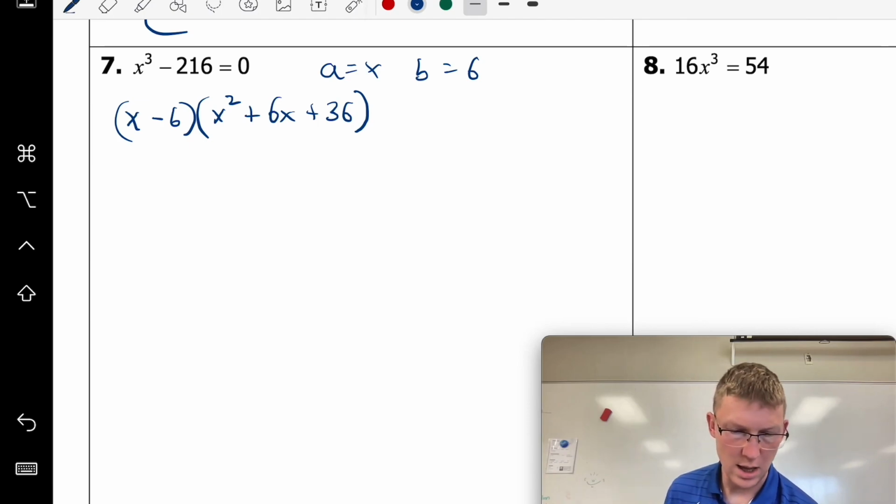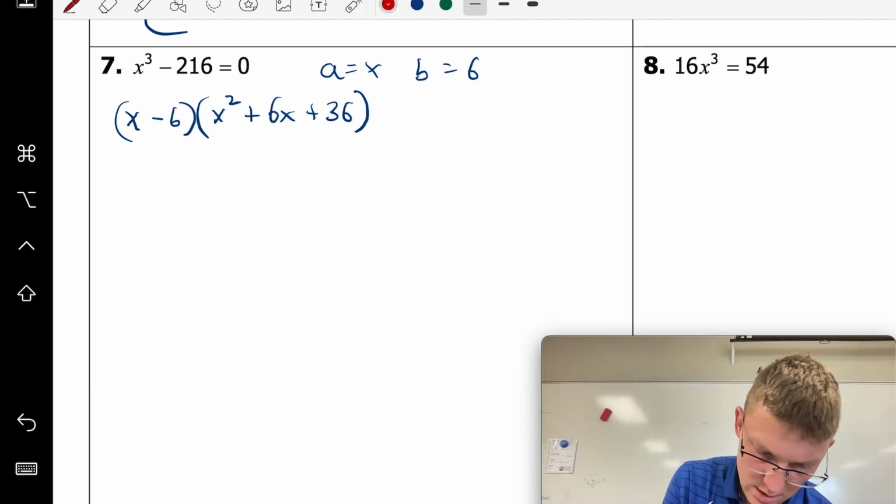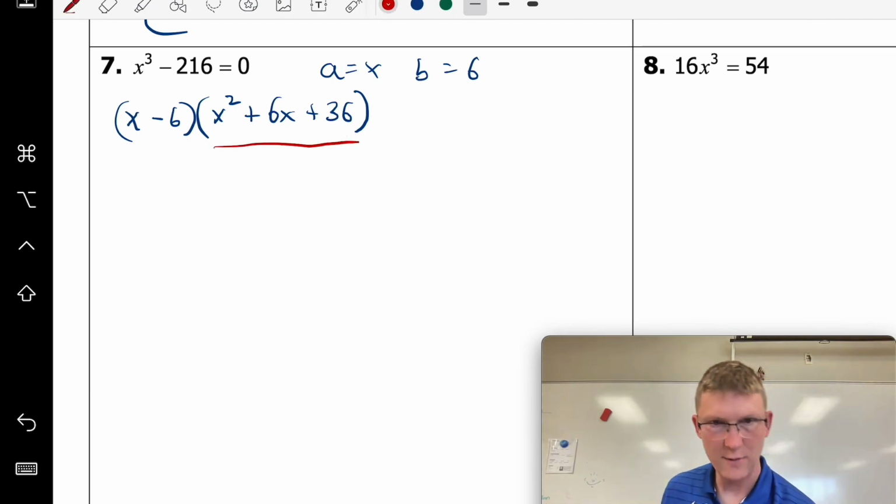So I'm looking at this guy right there, trying to figure out if we can factor it. Looks like it's not easily factored. So you can use either completing the square or the quadratic formula. You know, I thought about it and I hate completing the square less than I hate the quadratic formula, so that's what I'm going to do.